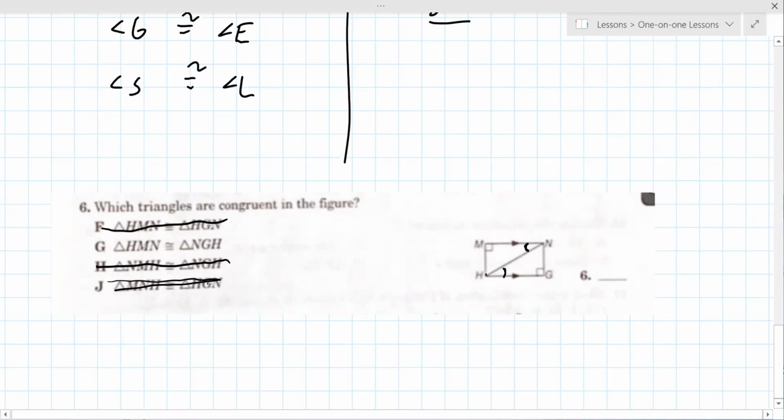So H to M to N and back corresponds to N to G to H to N. So H to M to N, it starts here, goes to the 90. Well, N to G also goes to the 90. And then M to N goes to the other side, G to H goes to the other side. So that's why G is correct. So you're matching the letters.